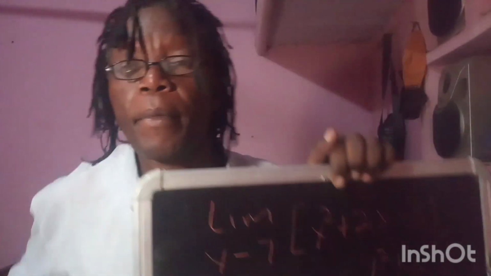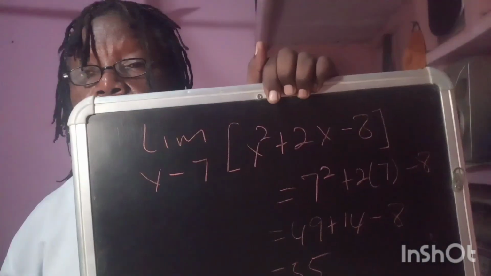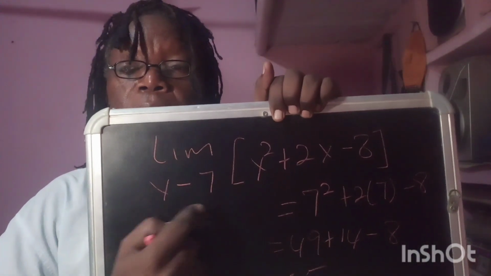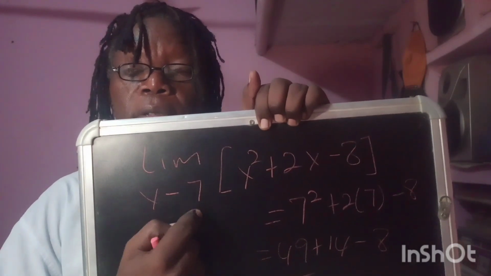I stopped abruptly from the other video, and now we're gonna do another example about limits as x gets closer to 7. The function f of x approaches a certain limit. So here I've written it down. You can see the limit as x approaches 7, goes closer to 7.